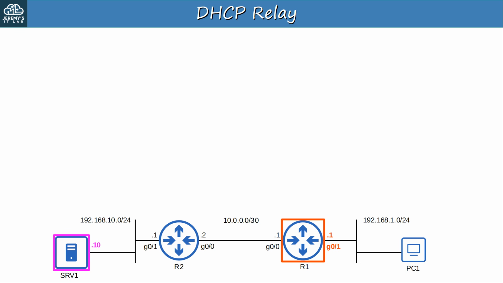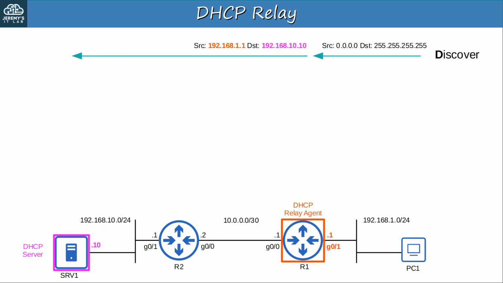Let me demonstrate that visually. Server 1 is a DHCP server, and R1 is a DHCP Relay agent. PC1 broadcasts a DHCP Discover message to get an IP address. R1, a DHCP Relay agent, relays the message to Server 1. Notice that the source address changes to the address of R1's G0/1 interface, and the destination is Server 1's IP address. So, it is a unicast message.